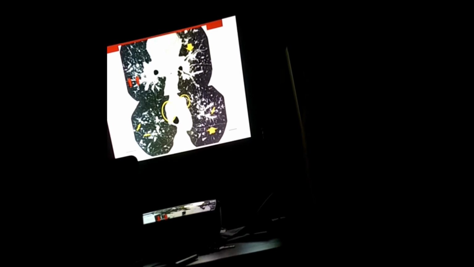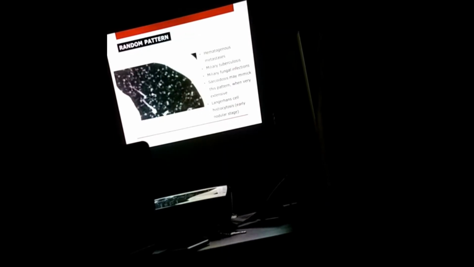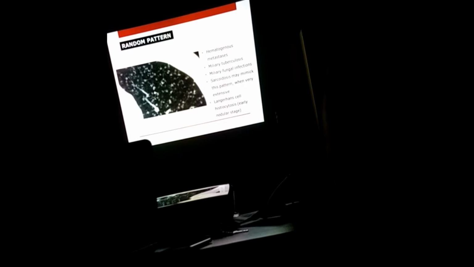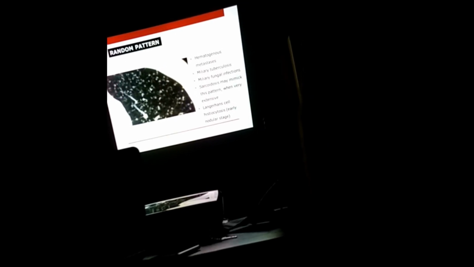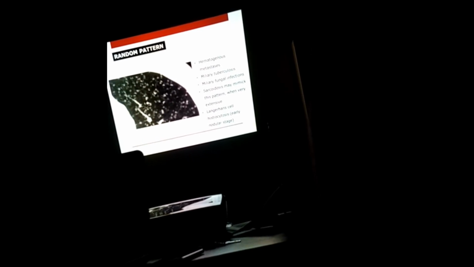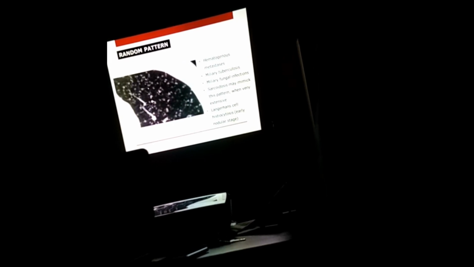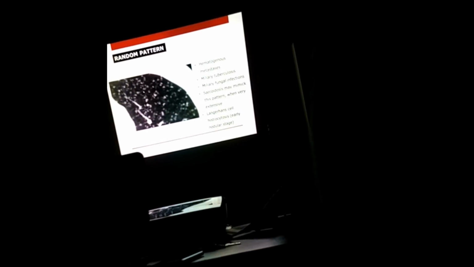What do you see here? What does this slide show? This is perilymphatic distribution of the nodules, right? This is lymphadenopathy, and this is lymphadenopathy; this is sarcoidosis. These are randomly distributed nodules. You see there are a lot of nodules, and these nodules are not uniformly distributed. This is miliary tuberculosis, miliary fungal infections. Sarcoidosis may also mimic that, like Langerhans histiocytosis at its earlier stage.